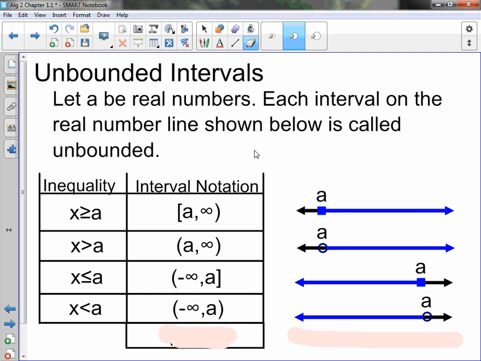How many of y'all have a hard time drawing the infinity sign? Yes? Turn your paper sideways and draw an 8. It does the exact same thing. It's just an 8 that fell over.